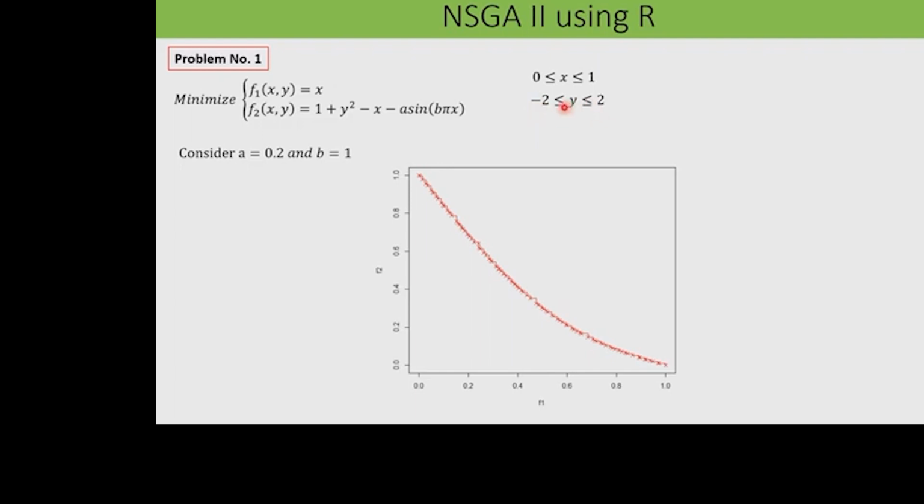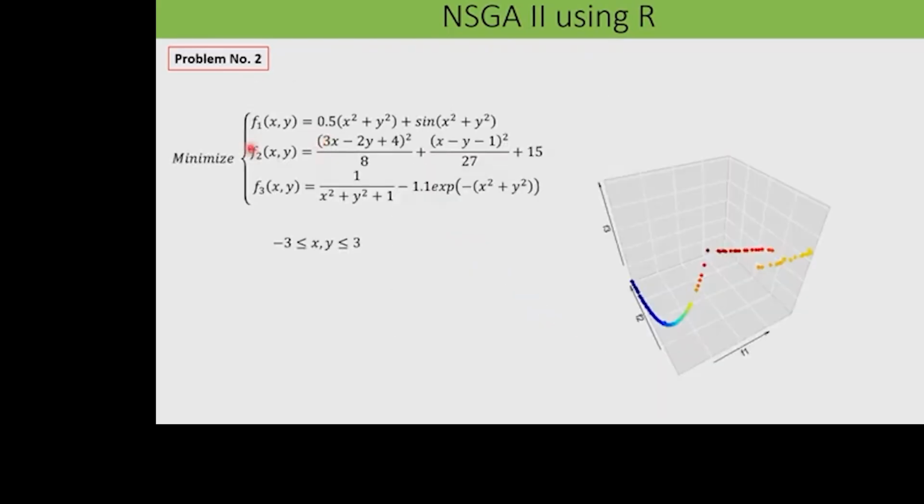So y is varying between minus 2 and plus 2, and the range of x is 0 to 1. If I solve this problem using NSGA II, I should get this Pareto optimal form. Here the x axis has objective function 1 and the y axis has objective function 2, and I should get this Pareto optimal form.